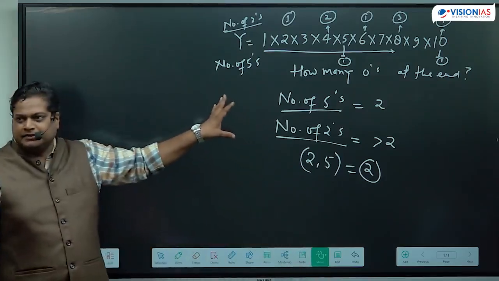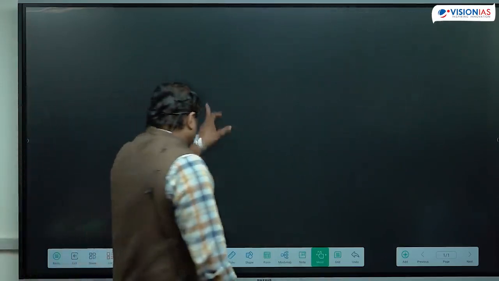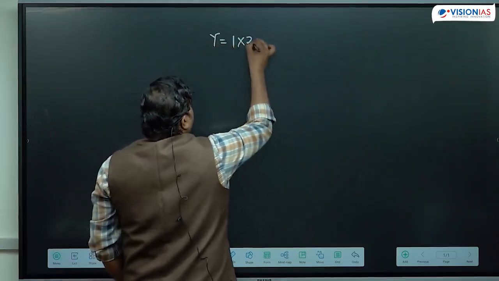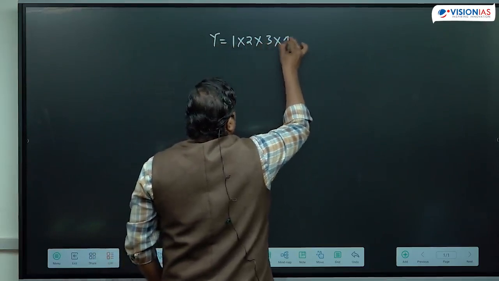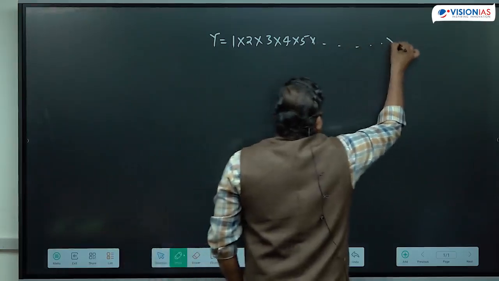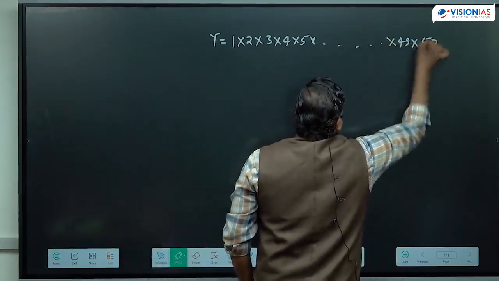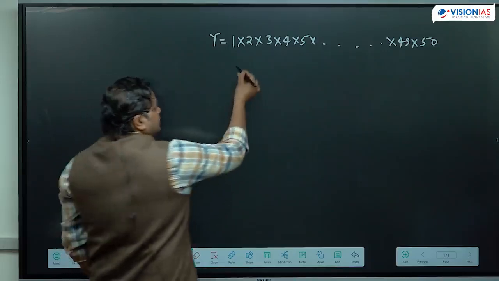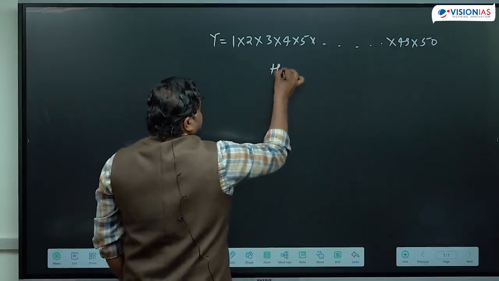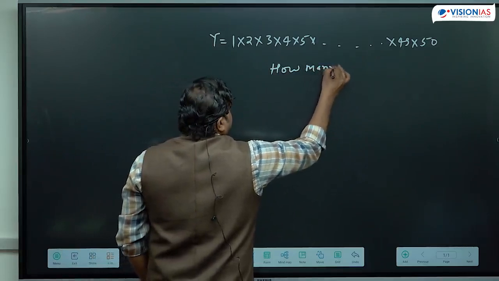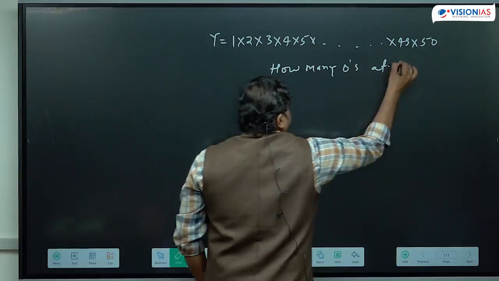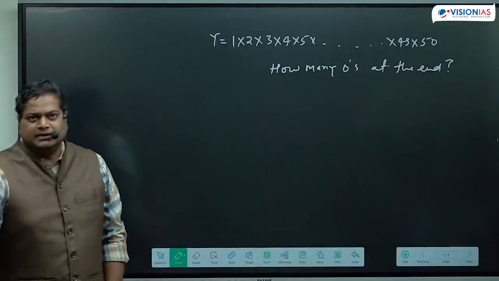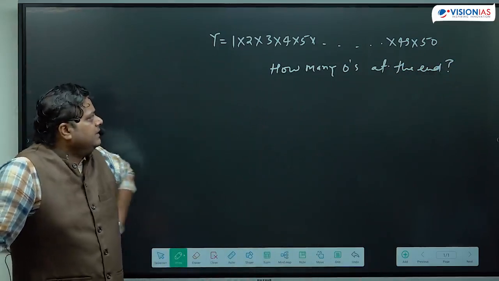ठीक है, ये समझ में आ रहा है? ठीक है. If I write another term this way, 1 into 2 into 3 into 4 into 5 into 49 into 50. This is one expression. Okay, I will explain. This is the expression. How many zeros are there at the end? The same question, isko I have written till 50.